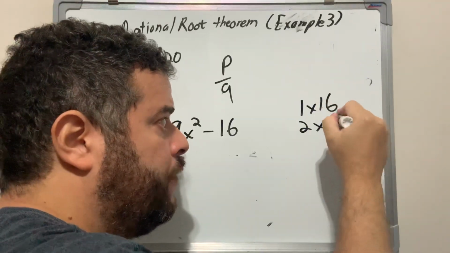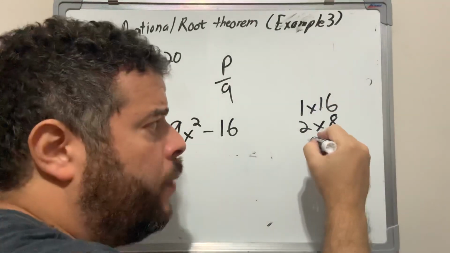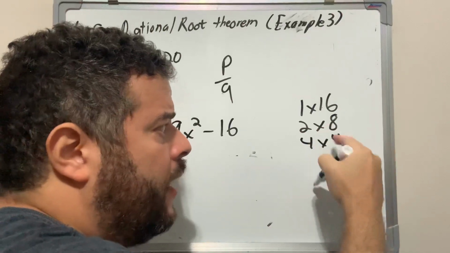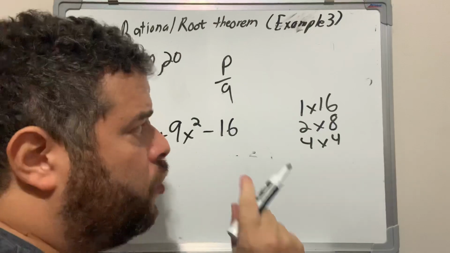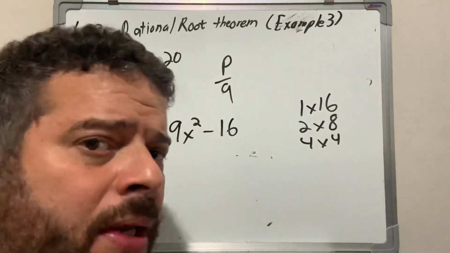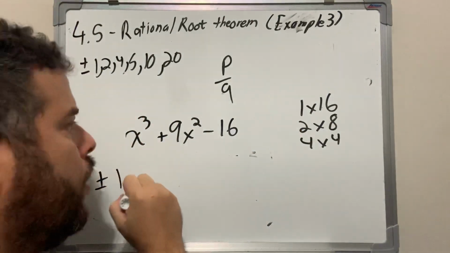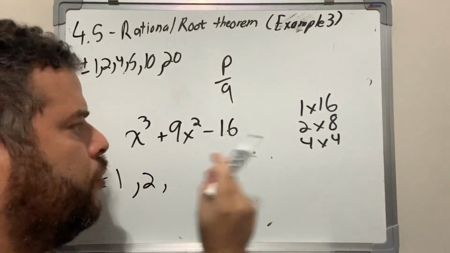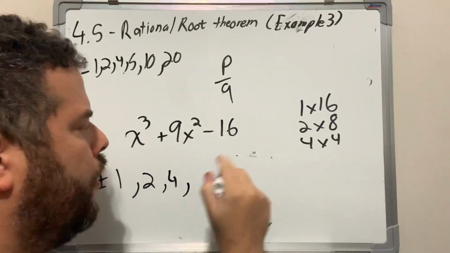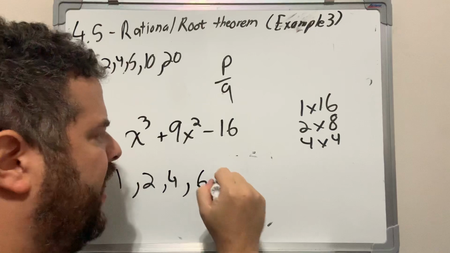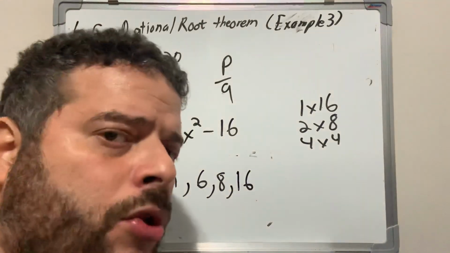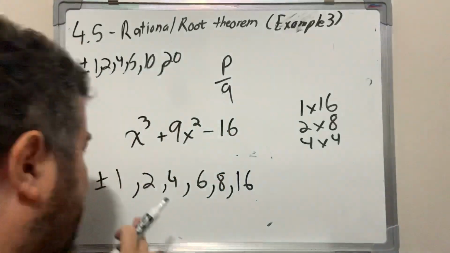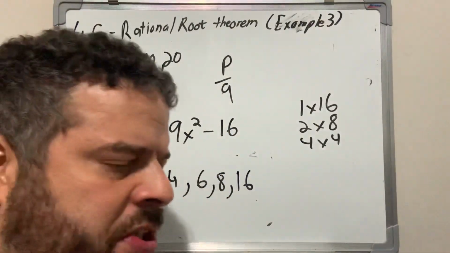I continue with number 2. I can't do it with 3. I go down to 4. And now I'm repeating my factors, so I stop. So my possible solutions are going to be either positive or negative 1, positive or negative 2, positive or negative 4, positive or negative 8, and 16. Those are my possible solutions. Then I would synthetically divide using these numbers.